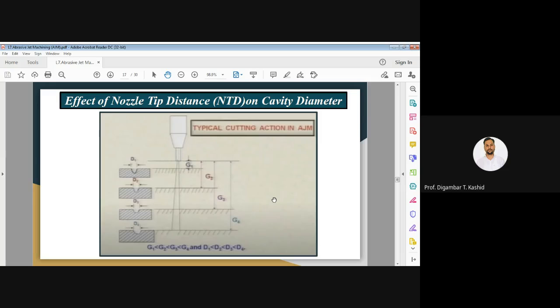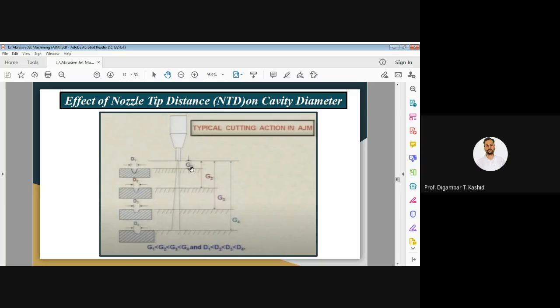Okay, this diagram I have taken from the Advanced Machining Processes book by Vijay. Let us see here. This is a nozzle, which I have shown here. This is a nozzle, and the jet is coming over here. This distance is the NTD.